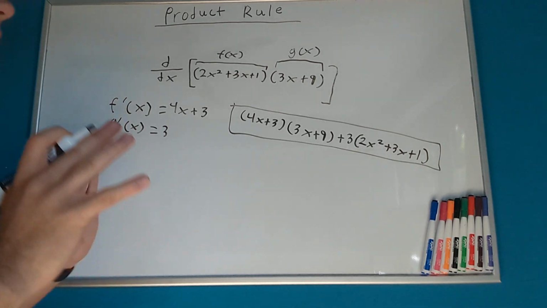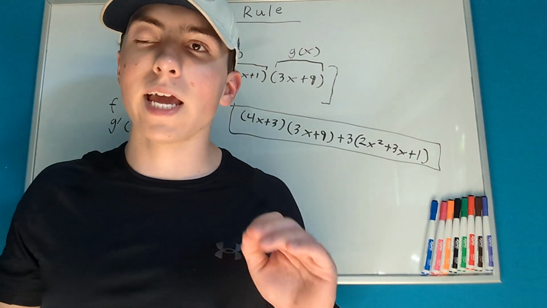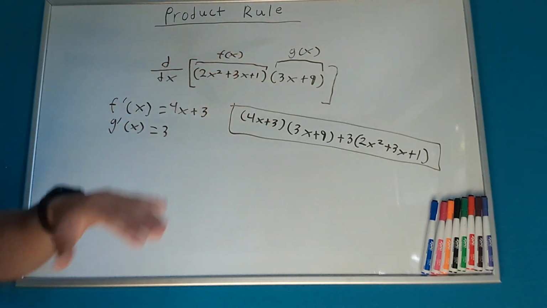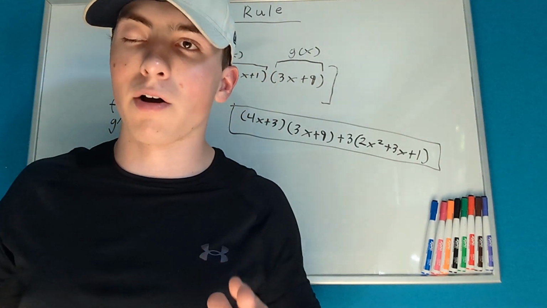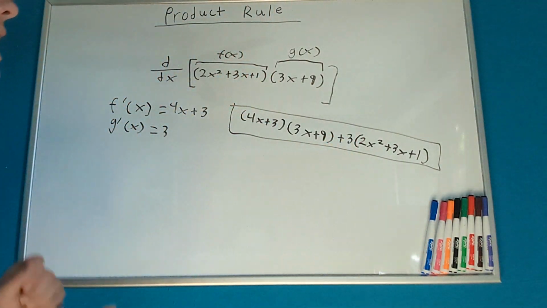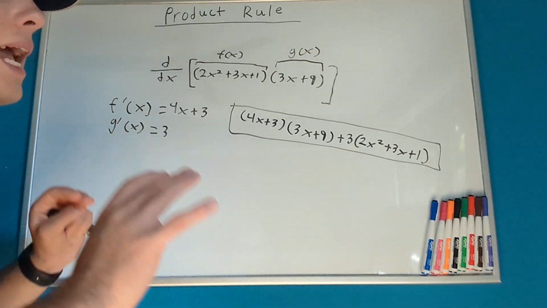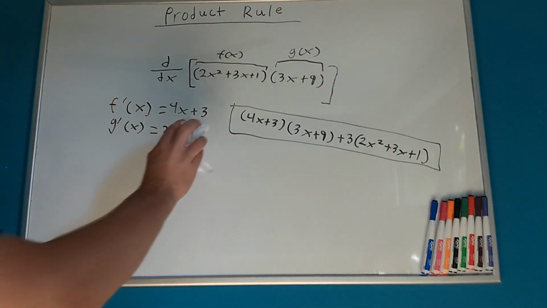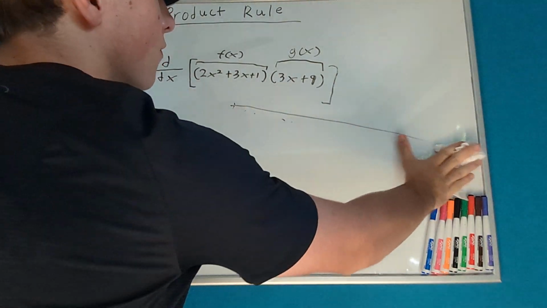Now, as you can see, that was a lot quicker than it would have been if we just took it and we multiplied this entire thing out, multiplied 2x squared by 3x plus 9, and so on, and then used the power rule for that. So we can use this to save a lot of time, and it's very, very nice for us to be able to do. Let's do one more example, and then I'll give you a problem for you to figure out on your own.